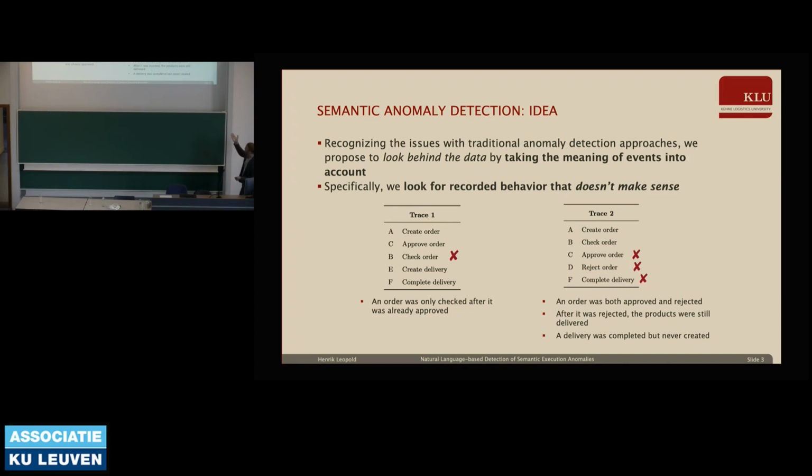And after it was rejected, the product was still delivered, and a delivery was completed but never created. So these are things, as a human, you look at this trace, and of course this is a simple trace, so you can grasp it, but you look at it and feel, okay, that's not right, that doesn't add up. And the question is, can we somehow make a machine recognize these things? It's obviously complicated, but this was the main idea of the paper. And we set out to do that.